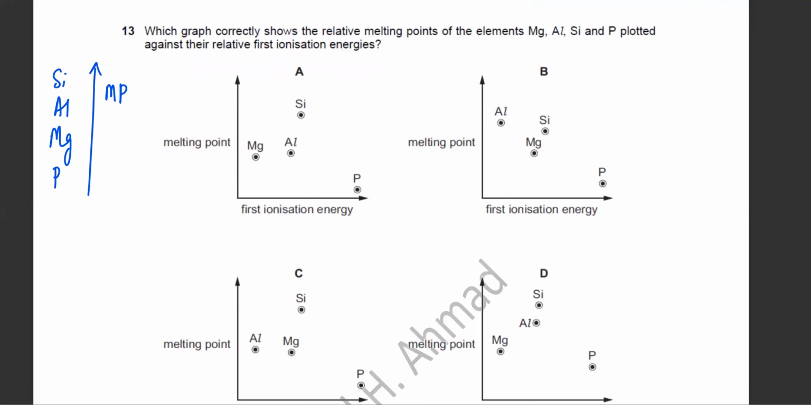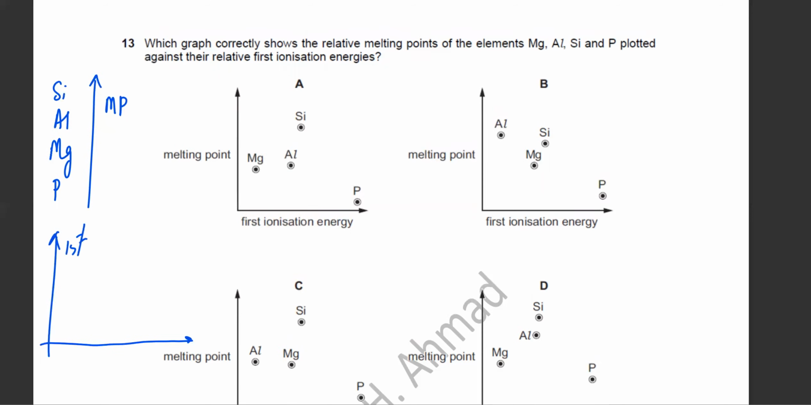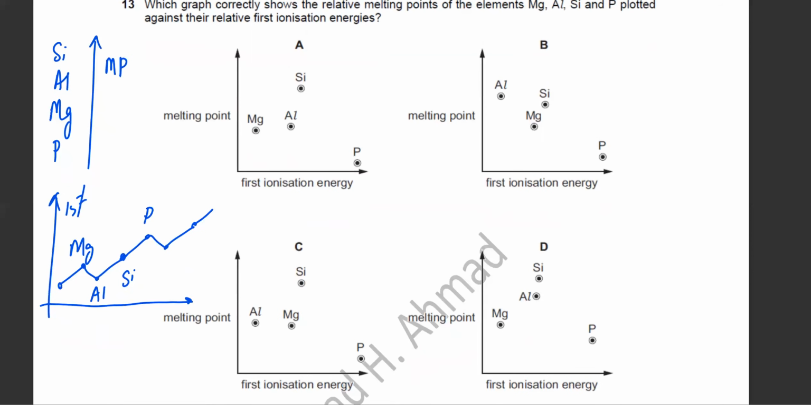And I'll also list, this is across the period, so I'll also state the first ionization energy. The way it varies is group 1, 2, dip at 3, then 4, 5, then 6, 7, and 8. So aluminium is over here, magnesium is here, silicon is here, and then you have phosphorus over here. So I've listed both values.